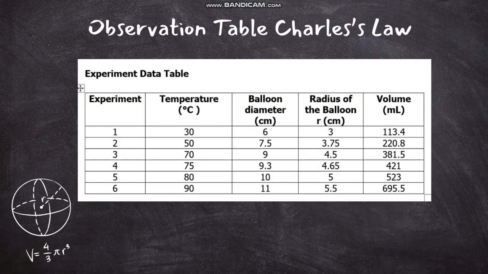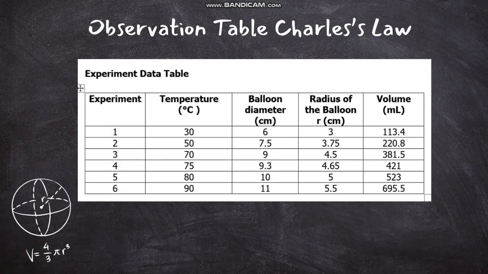The experiment data table shows the results obtained from observing the relationship between temperature and the volume of gas in the balloon. In this experiment, the temperature was varied from 30 to 90 Celsius, while the diameter of the balloon was measured for each temperature change. The radius of the balloon was obtained by dividing the measured diameter by 2.